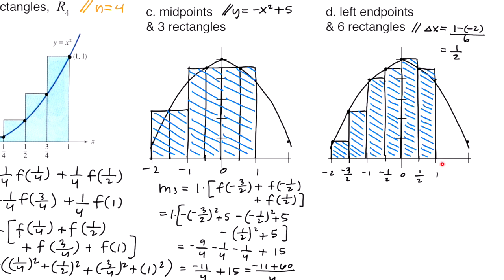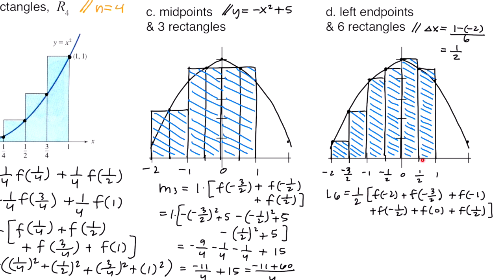All right, so I have them drawn in. For notation, we have L sub 6. Each rectangle has a width of 1/2, so we pull that to the front. And then I'm going to fill in our heights. We're going from -2 to +1. We're using left endpoints, so we end up using -2, -3/2, -1, and so on.